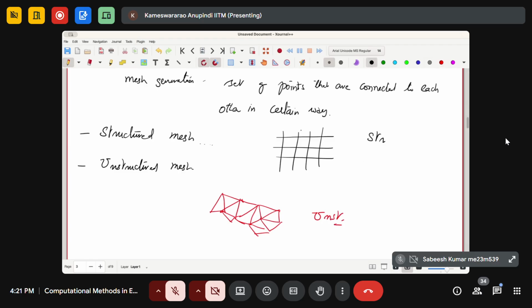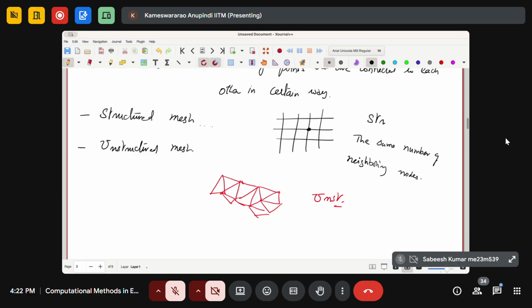So what is the underlying difference? Essentially, if every node in the interior of the domain or interior of the mesh has the same number of neighboring nodes all around, then we call this a structured mesh. That means wherever you go, this particular node has only 4 neighbors. Similarly, if you go here, it has only 4 neighbors and so on. So such a very structured arrangement, we call it a structured mesh.